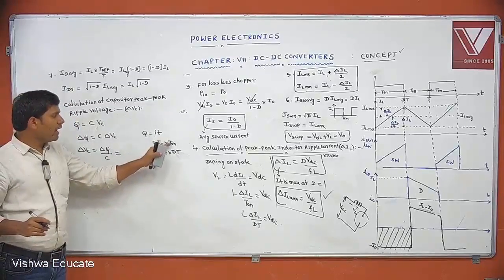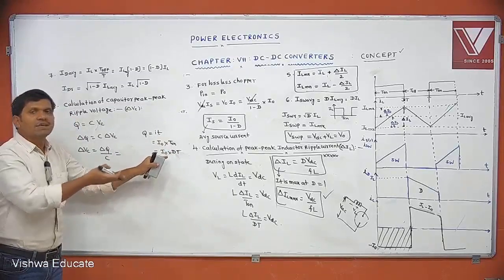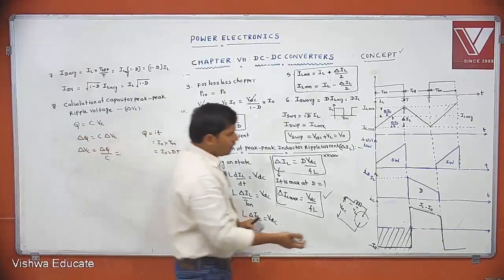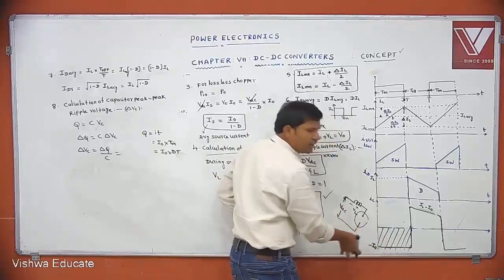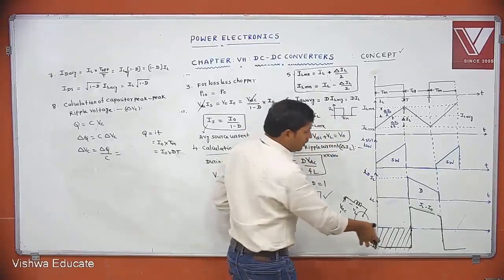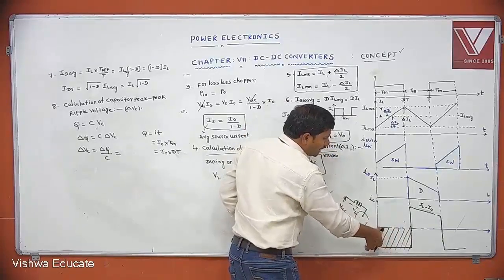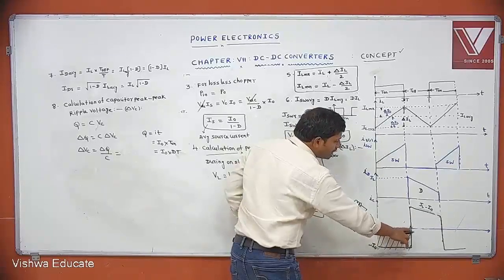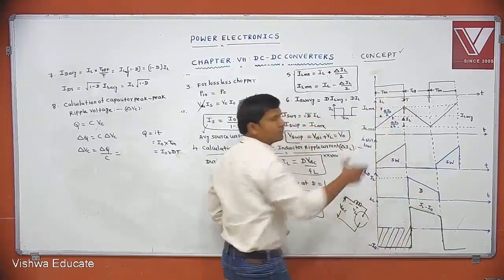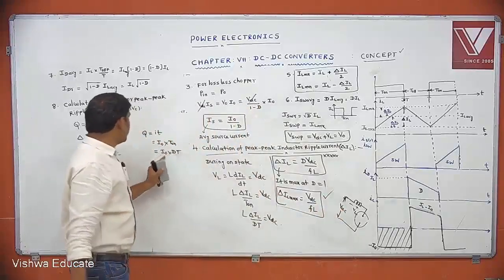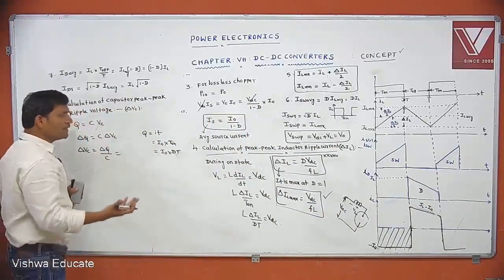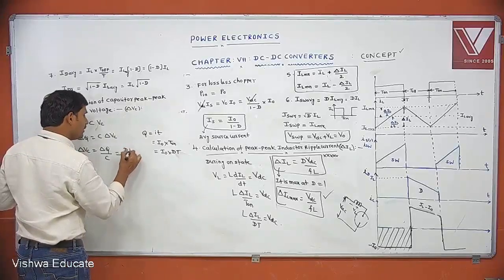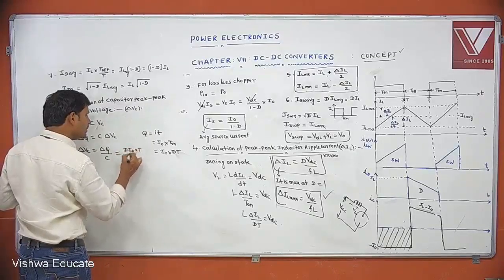Q equals I naught into T on. Why am I taking this formula? Because it is a constant current, and the area under the curve is I naught into T on. It is a rectangle, and a rectangular area means length into width. The width is I naught. The length is the time during which it is on, T on. So I naught into T on, that is I naught into dt, is the area under the current curve I am calculating. That is how you can write d I naught into T by C.